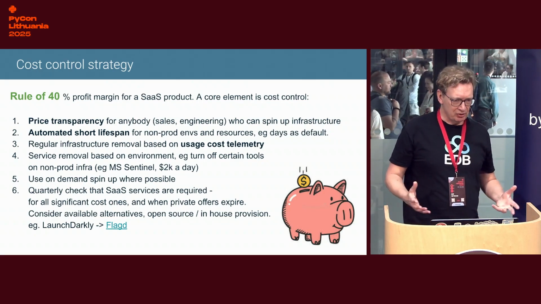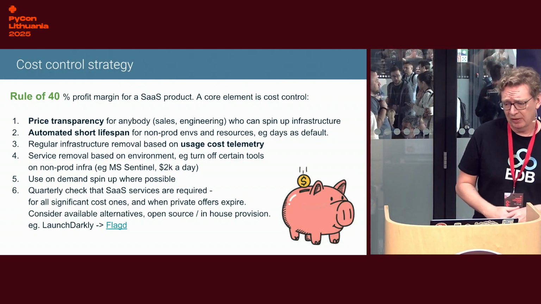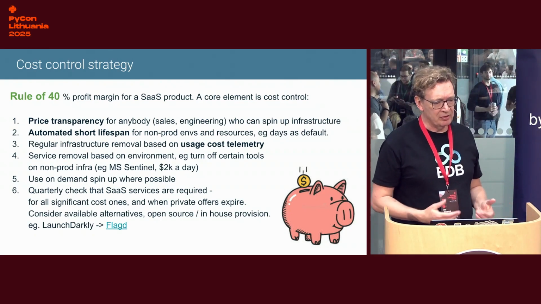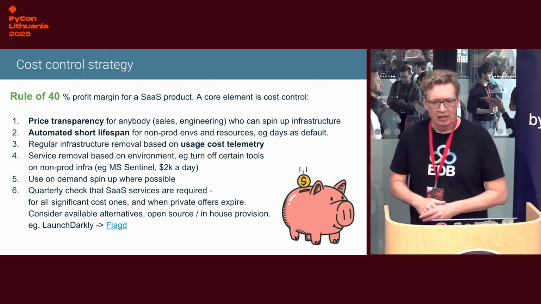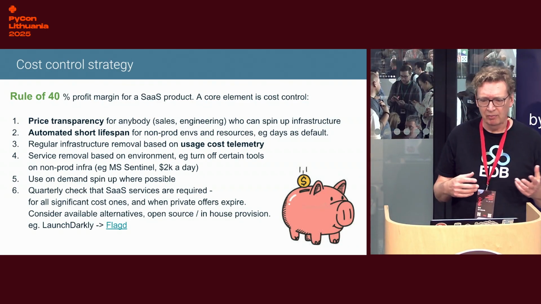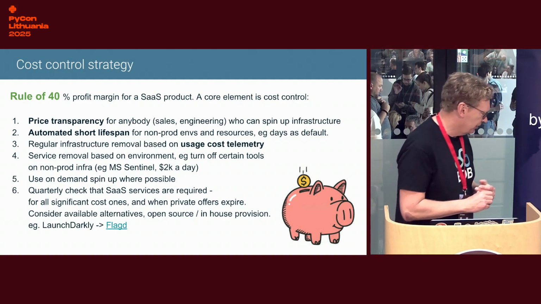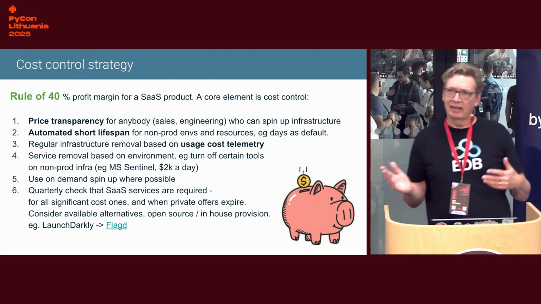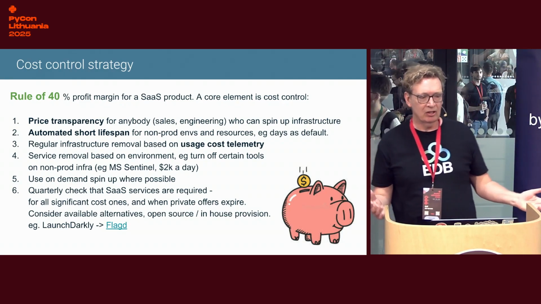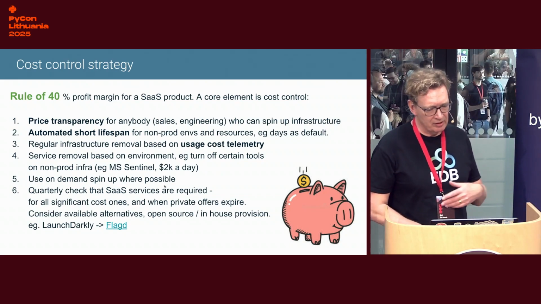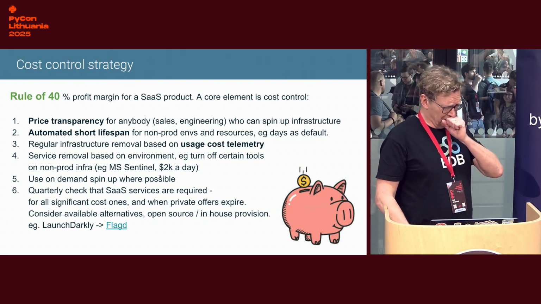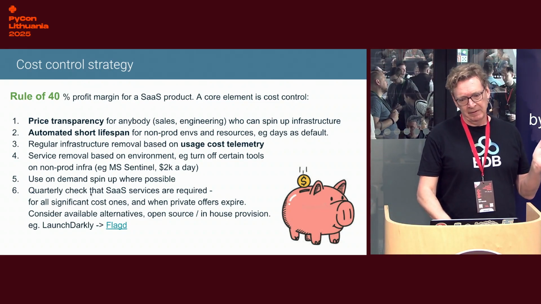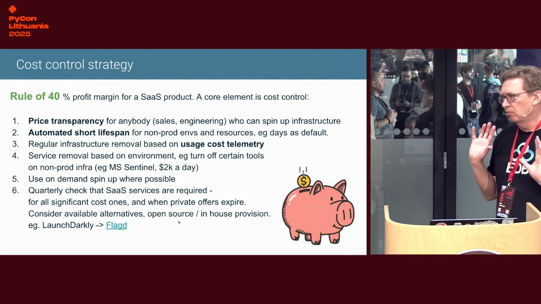And then there's the SRE's job of having automated short lifespan things. So you might have a standard deploy for a developer and it should be destroyed after 24 hours automatically or whatever period. There's also regular infrastructure removal based on usage cost telemetry. So you have Prometheus and all the usage costs of everything you're running, and SREs can then go and check and see stuff that's not really being used but is still bringing a cost, so that should be chopped out. There's different types of services. We were paying $2,000 a day for Microsoft Sentinel on non-prod infrastructure, which was complete waste, so only run it on production.